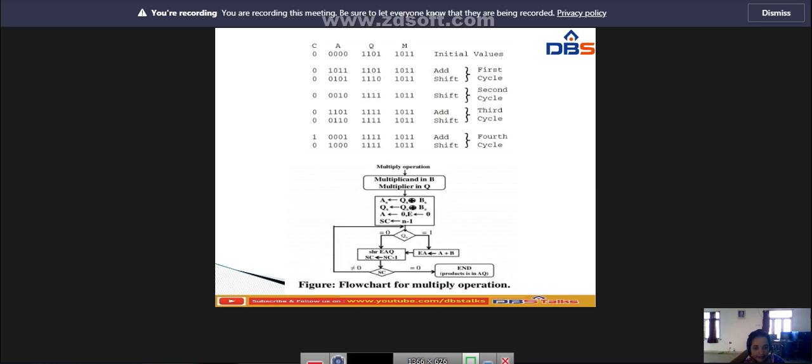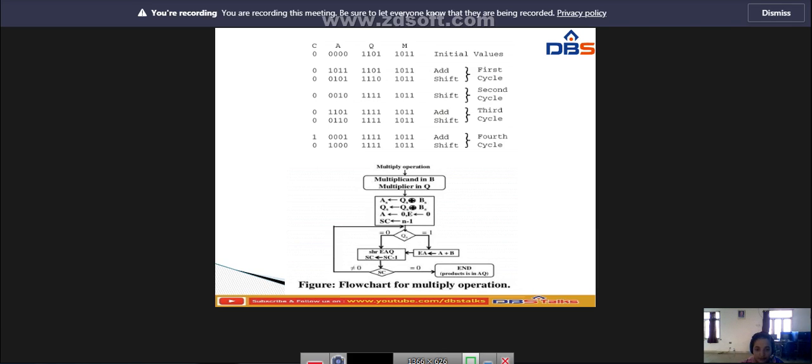So I am providing A's, which is Qs exclusive OR Bs. If A is 0 and E is 0, the sequence counter SC is n minus 1. Whenever the condition equals 0 or 1, Qs will be shifted into EQA, SC minus 1, and when it equals 1 it will be A plus B.